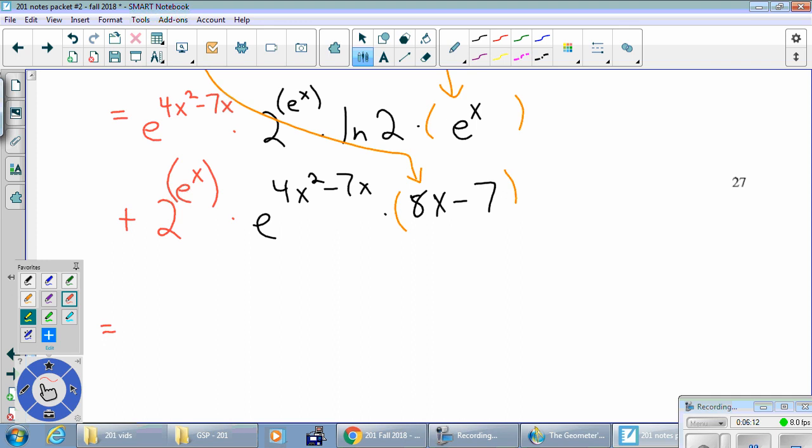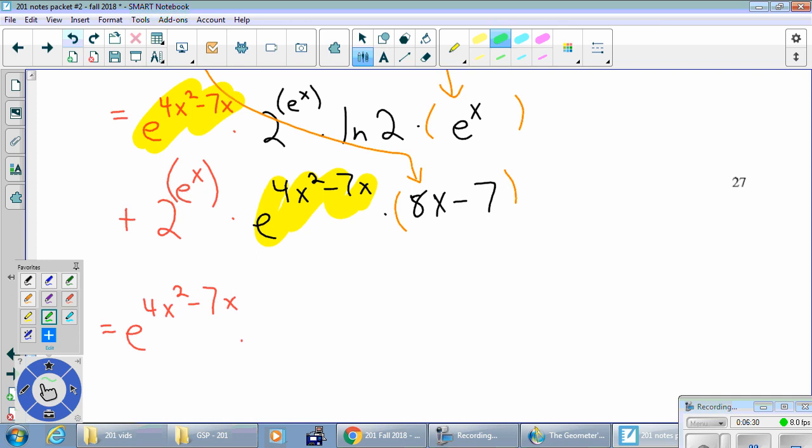So we're looking for the greatest common factor. So e to the 4x squared minus 7x is there, and so we're going to factor that out of both terms. Let's try that again. E to the 4x squared minus 7x times, what else do they have in common, these two terms? I see a 2 to the e to the x, and I see a 2 to the e to the x, so that comes out as well. 2 to the e to the x. Okay, good there.